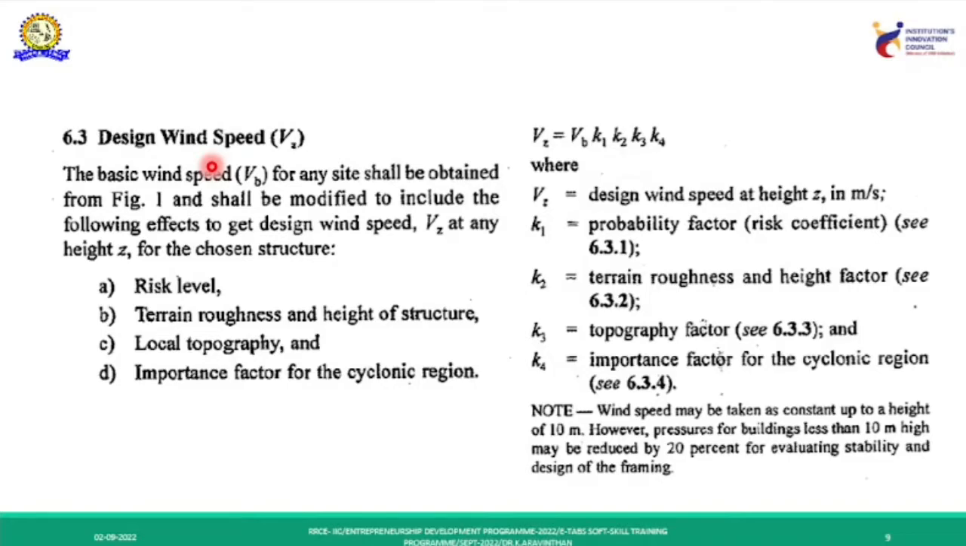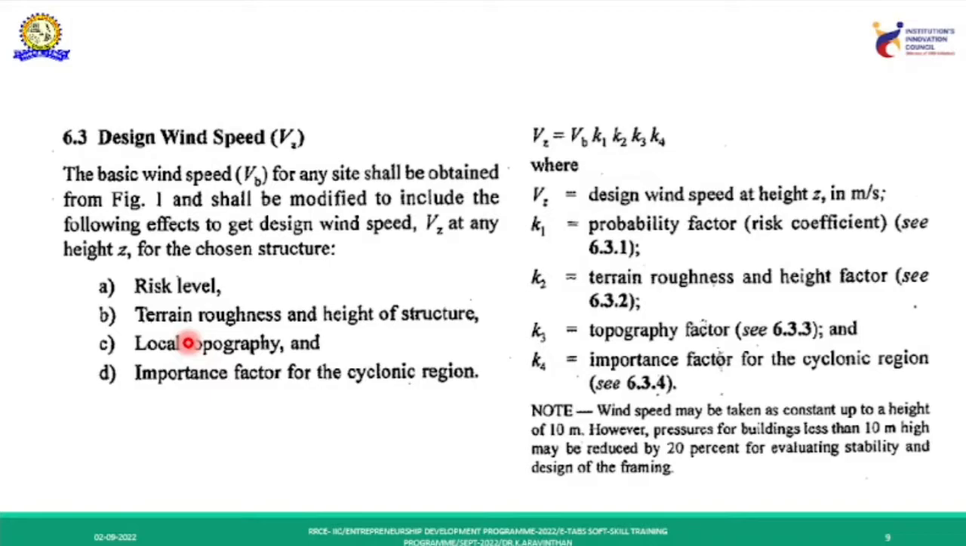How are they considering that? They are monitoring day by day, throughout Bangalore and in and around the area. Finally, by taking the average over continuous years, the first factor is the risk level, which is given in Table 1, clause 6.3.1, and then terrain roughness, local topography, and importance factor. These 4 factors influence the 33 meters per second.